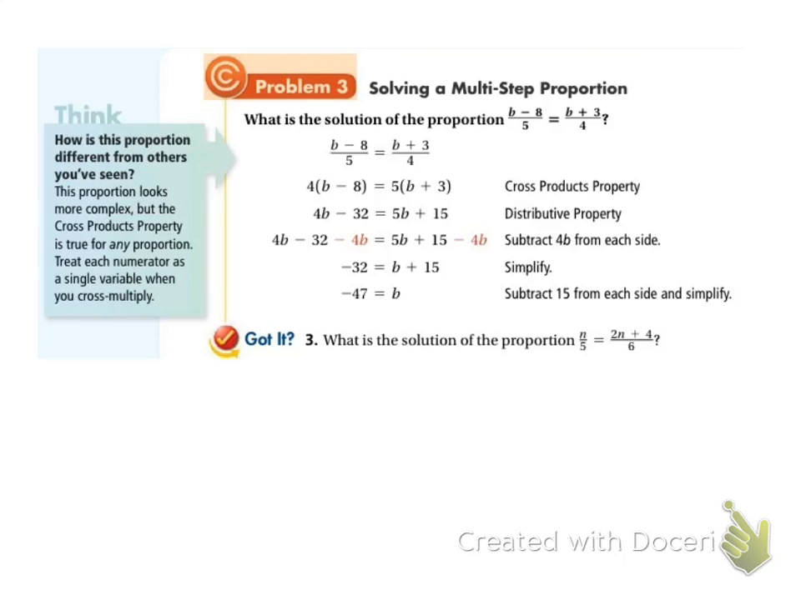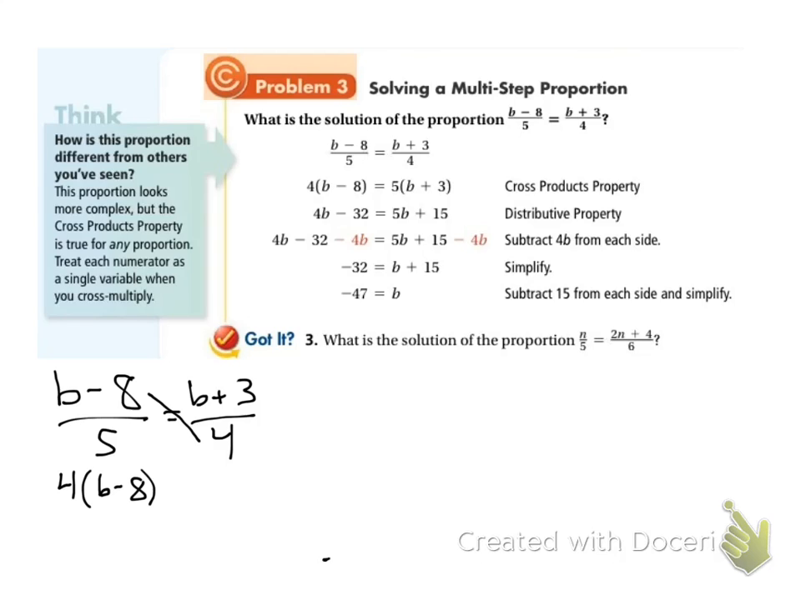Okay, gets a little bit more complicated here. There's more stuff on top, but I'm still going to cross multiply and everything will be okay. So b minus 8 over 5 equals b plus 3 over 4. So I'm going to cross multiply. I'm going to multiply 4 times b minus 8. I need to use parentheses for that b minus 8. And when I multiply the other way, I'll use parentheses again. 5 times b plus 3.